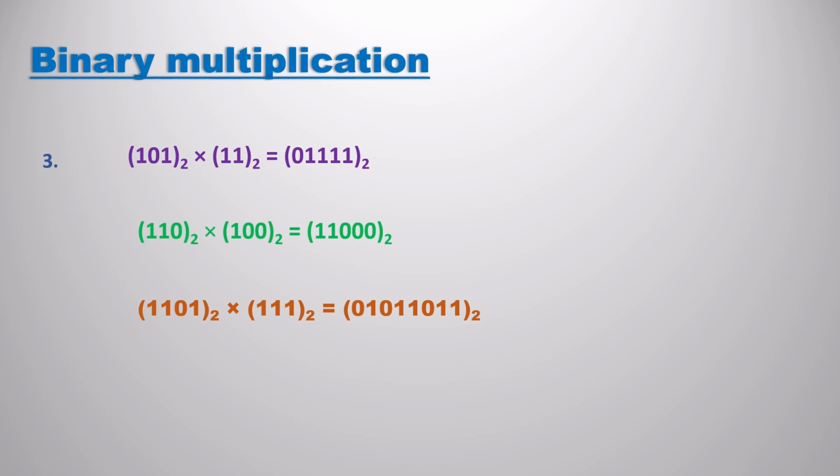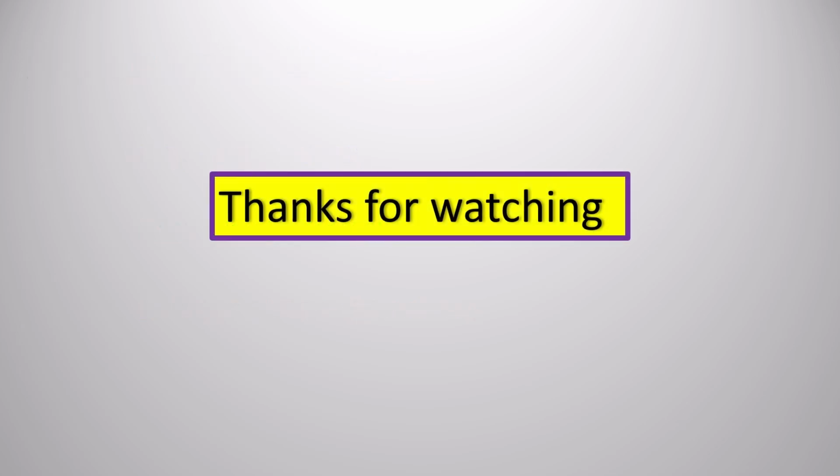As I said, binary multiplication is easier than normal decimal multiplication. Let's try these three on your own so that you can understand how much easier this is, because we have only zeros and ones here, but in normal decimal multiplication we have digits from 0 to 9 to multiply and check. In this there are only zeros and ones, so it is quite easier. So try these things. Thanks for watching up to now.